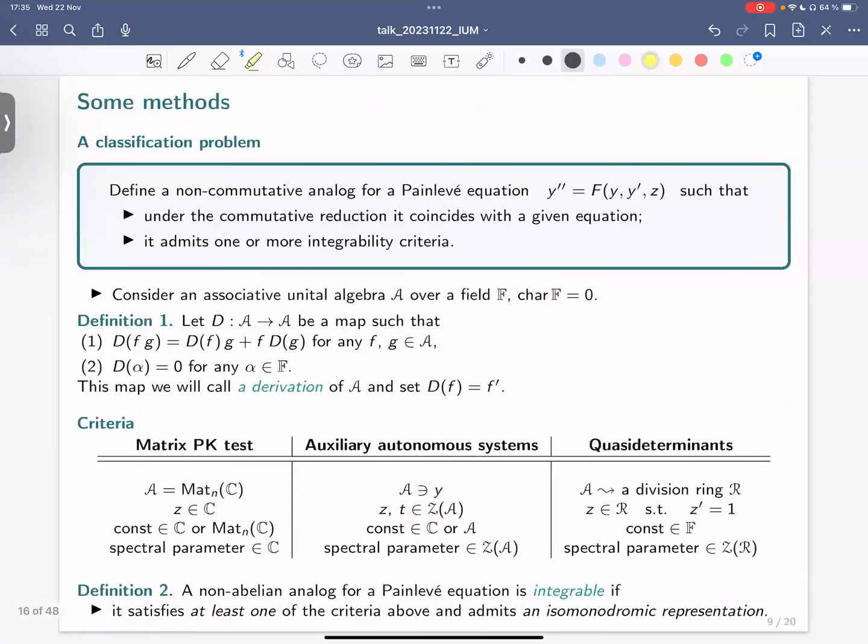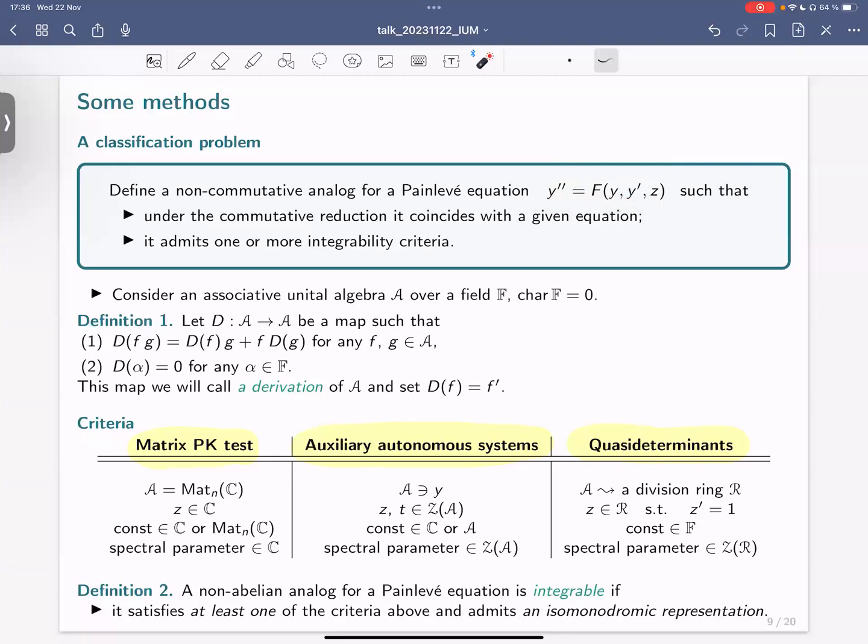There are at least 3 criteria that are useful in this classification problem. Matrix Painlevé-Kovalevskaya test, but I will not describe it today. Auxiliary autonomous systems and quasi-determinants. In the case of auxiliary autonomous systems, we assume that if we have this equation for which we would like to write down its non-commutative analog, variable y is an element of the algebra A, and variables z and t are elements of its center.